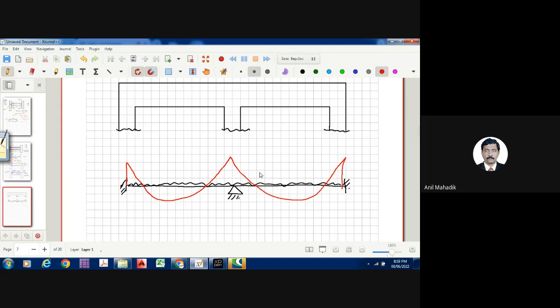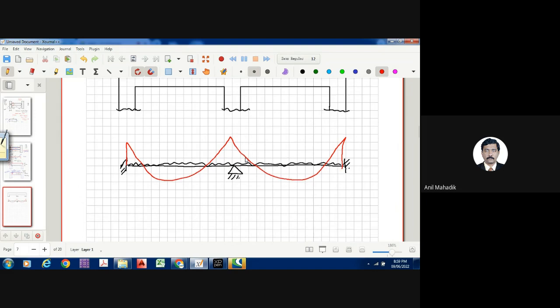Hello. Yes, sir. At the middle, will the support be simply supported or fixed? It is having a moment. Yeah, now it is like fixed. Why is there a moment? Because the moment from this left side is transferred to the right side beam. So there is a continuity available.